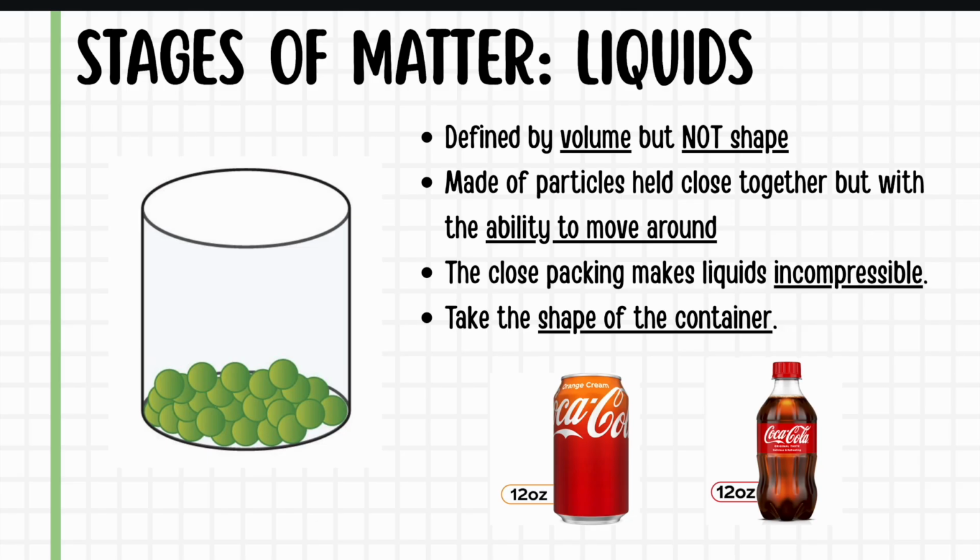It's the same amount of volume, it's the same amount of liquid, but they do not look the same. One looks like a bottle, one looks like a can. So the key takeaway is that, yes, liquids are defined by their volume, but they're not defined by their shape. They're going to instead take the shape of the container that you put them in.